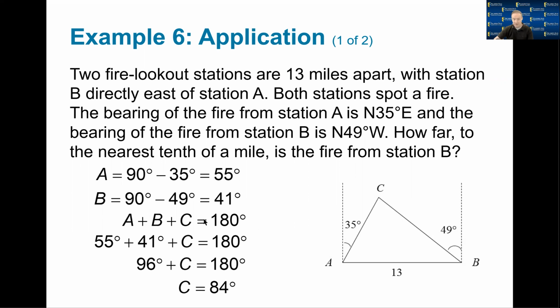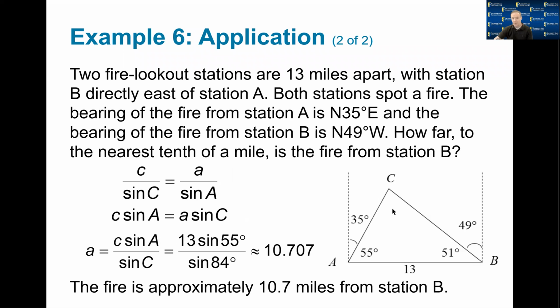I can easily say the sum of the angles inside the triangle, which is 55 plus 41 plus C, has to be 180. I add these two together, I get 96. So C is equal to 180 minus 96. Angle C up here is an 84-degree angle. Now, once I know that angle C is that 84-degree angle, I have enough information to find this side right here.